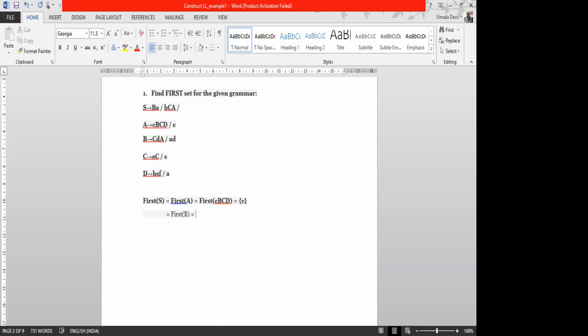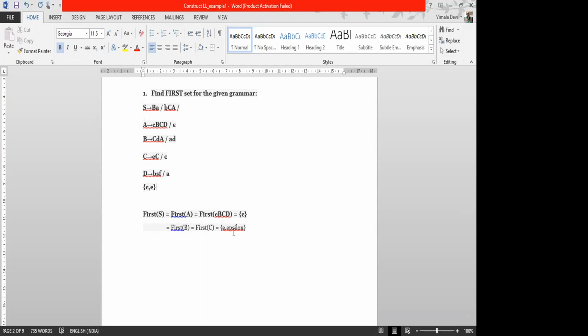Again, B has two alternatives, right? One is first of C. First we explore one of the alternatives, which is first of C. So what is first of C? Again, C in turn has two alternatives, which include E as well as epsilon, isn't it? So what do we do now? Now first set of S includes in fact E. I will write it here. First set of S includes C as well as E.